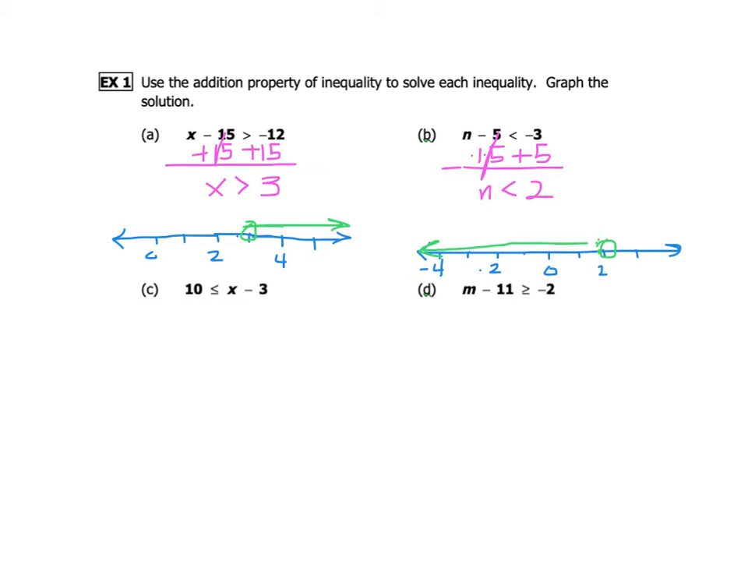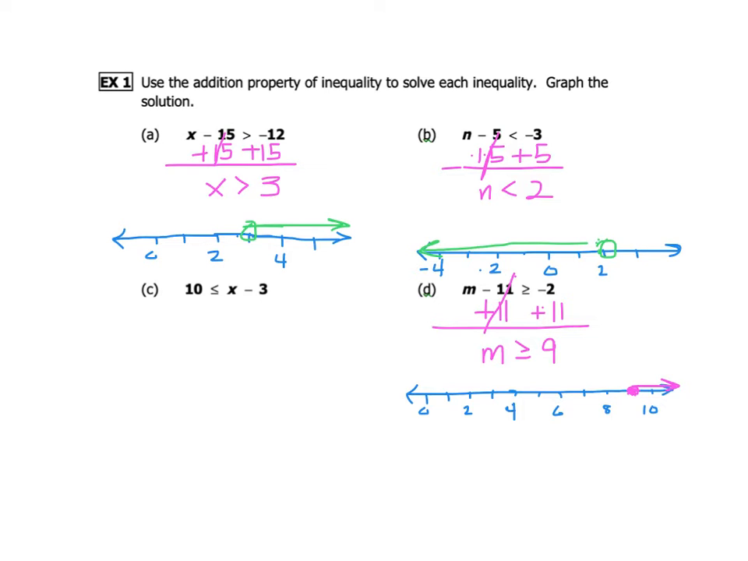In our next example, let's go to D. In example D, similar to before, we would add 11 to both sides. The minus 11 and plus 11 are going to cancel, bring down the m, and this is greater than or equal to negative 2 plus 11 is 9. And we need to go ahead and graph this. So when we look at our inequality, we have m is greater than or equal to 9. Since it's greater than or equal to, we're going to put a filled-in circle on 9, and we're going to put an arrow to the right.